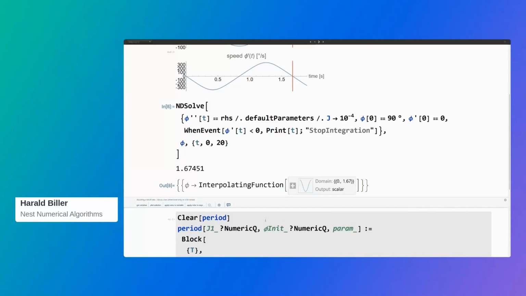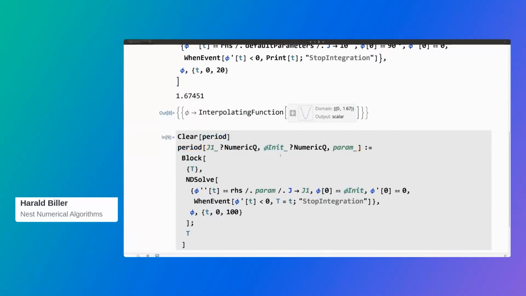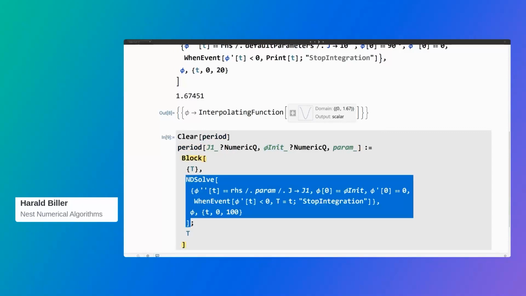Right. And I'll put all that in a function, which I can then evaluate for different inertias and different initial angles. The function contains in the center really what I showed above, but now the time is not printed, the period is not printed, it's assigned to a variable and returned.